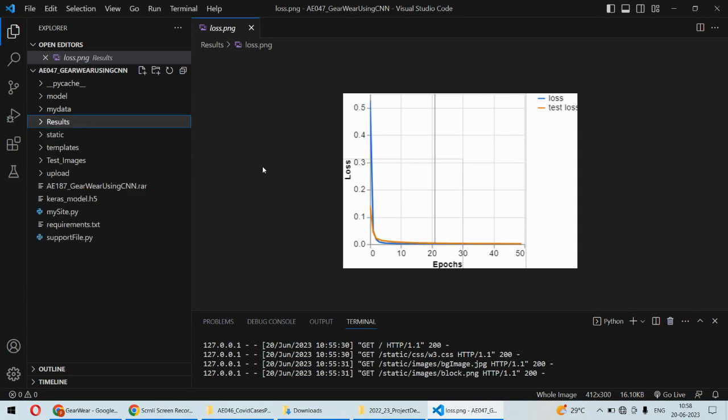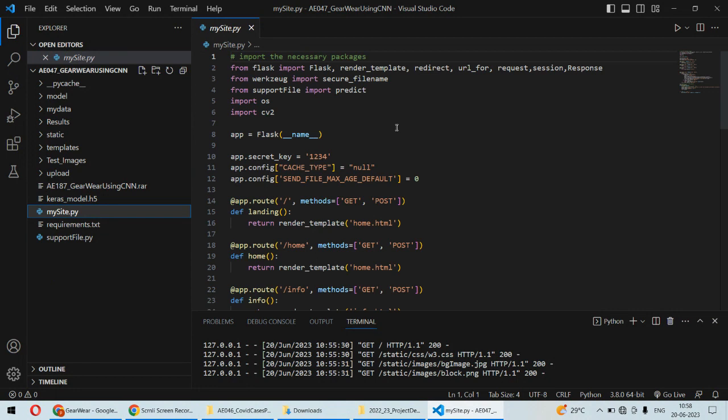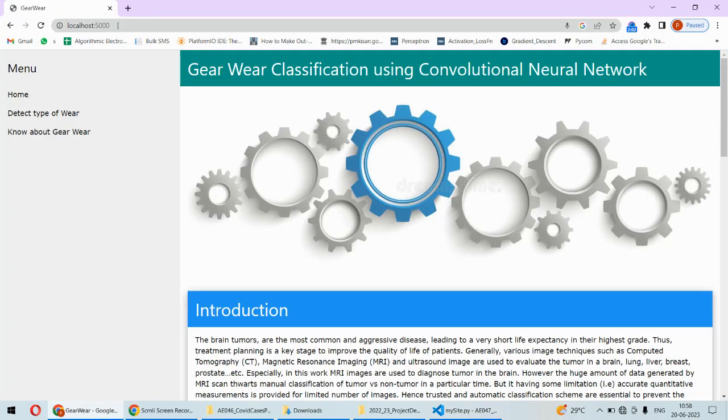So that's the thing about this, and we are using the Flask framework to create a web application, and also the Python programming language for the backend. On the front end side, we are using HTML and CSS to code the GUI of this application. Once this is in running condition, we simply go to the browser and type localhost 5000. So this kind of window will open.